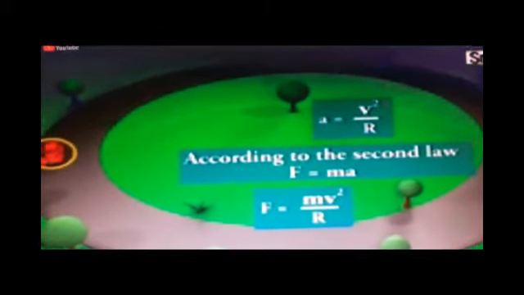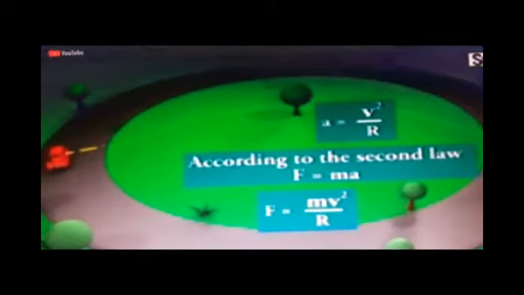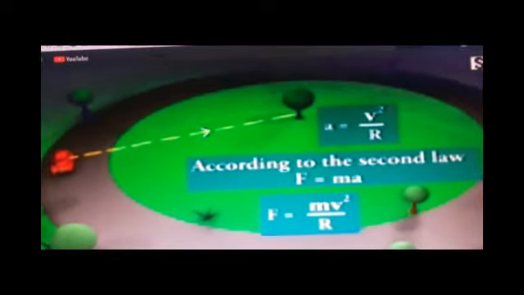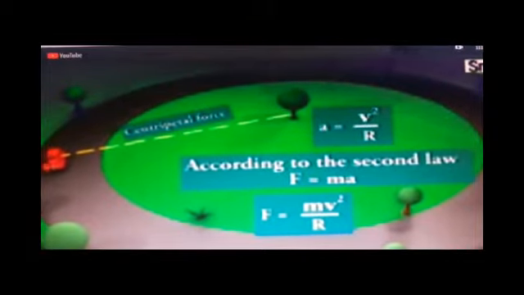In the case of circular motion, this force is known as the centripetal force. The force acting on a particle performing circular motion, which is along the radius and towards the center, that is, the direction of force is towards the center, is called centripetal force.